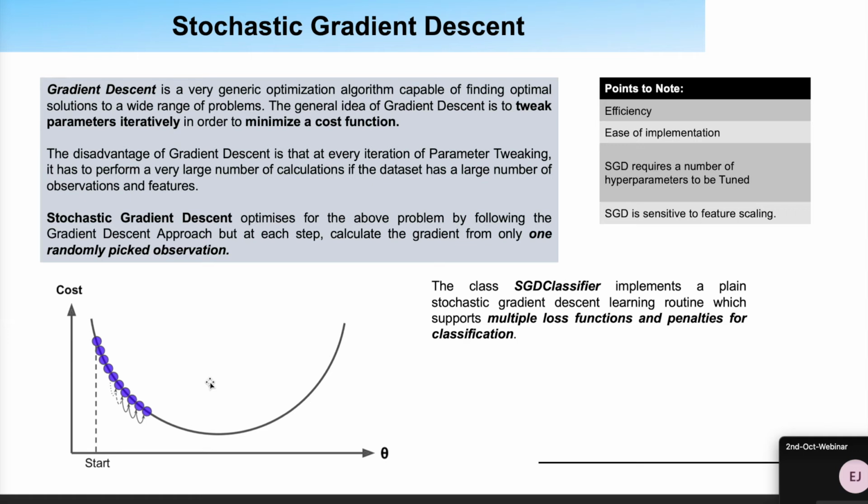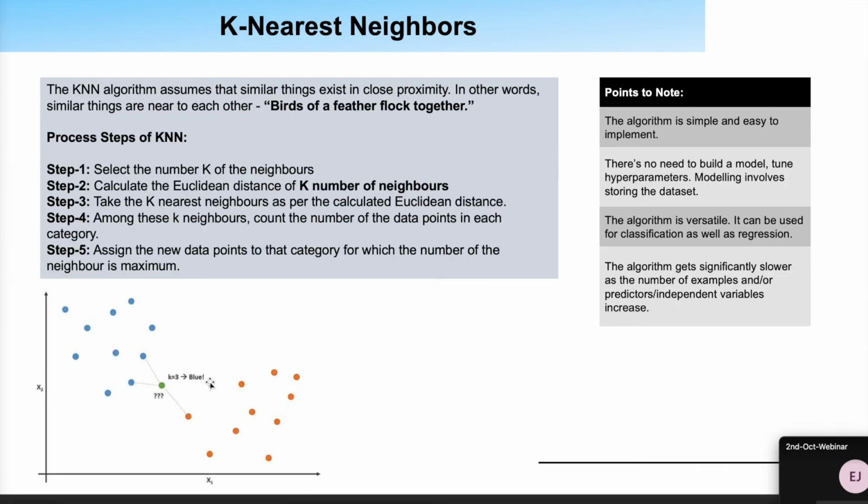The only difference from gradient descent is that it picks up a random observation instead of the whole input data set. Okay, so SGD classifier is our next classification algorithm. K nearest neighbor is very easy, with a funny mathematical formula.